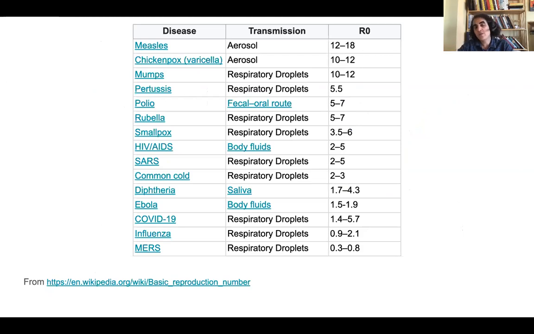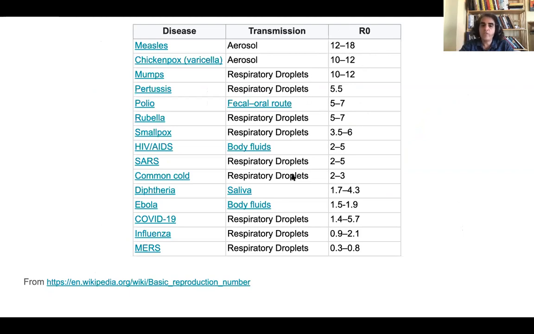Here are some R naught values for some actual diseases. You can see measles and chickenpox, which are aerosolized. That is, they're borne in incredibly small particles which can stay in the air for hours, and have enormous R naught values. Measles at 12 to 18 is just incredibly contagious. One person sick with measles means everybody gets it.